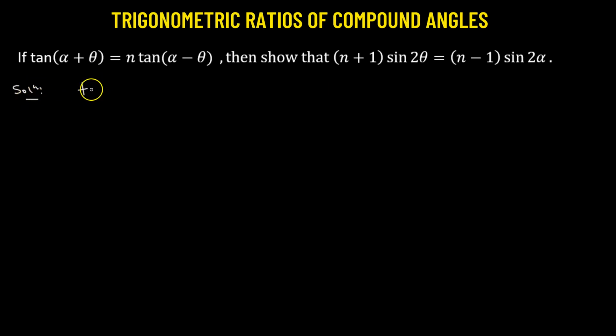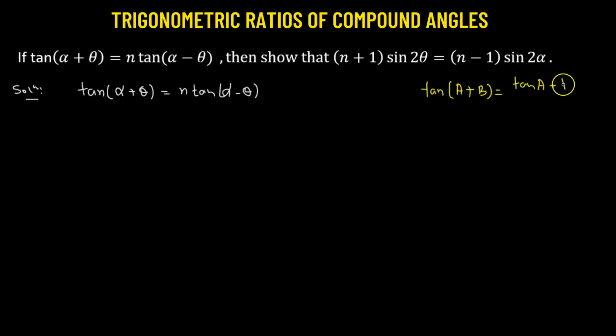Here we are given that tangent of alpha plus theta equals n times tangent of alpha minus theta. So here we're going to use the identity. Whenever we have tangent of A plus B, this can also be expressed as tangent of A plus tangent of B divided by 1 minus tangent of A times tangent of B. And if we have tangent of A minus B, then wherever we have a positive sign, that will become negative and the negative will become positive.